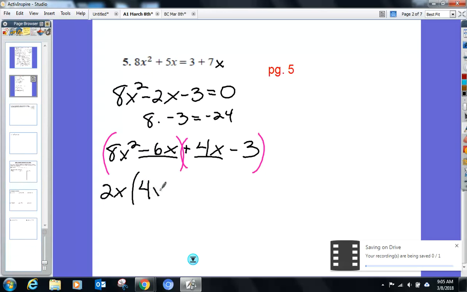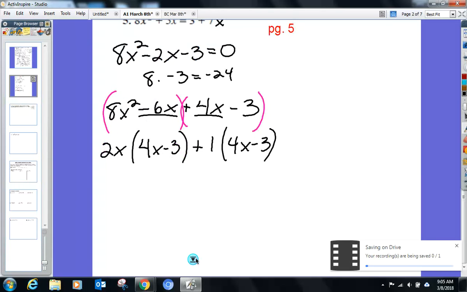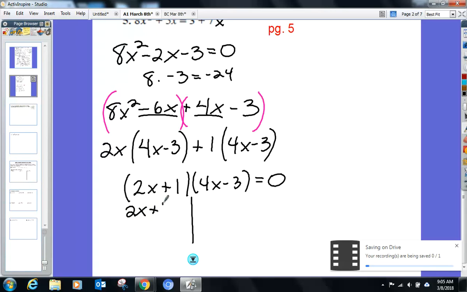4x minus 3. And then you take a 1. Yep, because I want 4x minus 3 to match up, so all I would take out is a 1, 4x minus 3. Yep. You want to finish it there, Matt? You get 2x plus 1, and then 4x minus 3, all equal to 0. Yep. And then go right ahead. Set each one equal to 0. And solve.